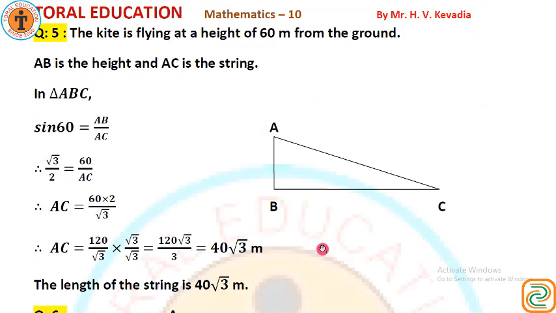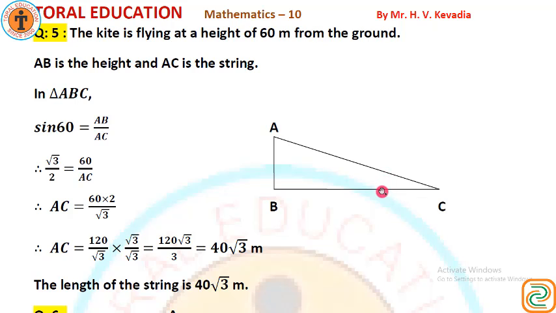Right? Question number 5. A kite is flying at a height of 60 meter above the ground. This is kite A. The string attached to the kite is temporarily tied to a point on the ground. The string is tied here at C. The inclination of the string with the ground is 60 degree. This angle is 60 degree. Find the length of the string assuming that there is no slack in the string. We have to find out AC.